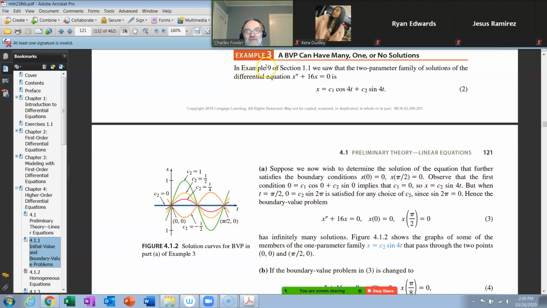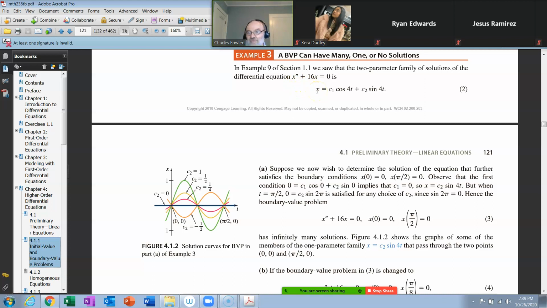So here's what we've got. Example 3, a boundary value problem can have many, one, or no solutions. So here, if you go back to section 1.1, there was an example there, 9, way back then. We saw that the 2-parameter family of solutions of this differential equation, x double prime plus 16x equals 0, is this, okay? x equals C1 cosine 4t plus C2 times the sine of 4t. Okay, that is a 2-parameter family of solutions for that differential equation.